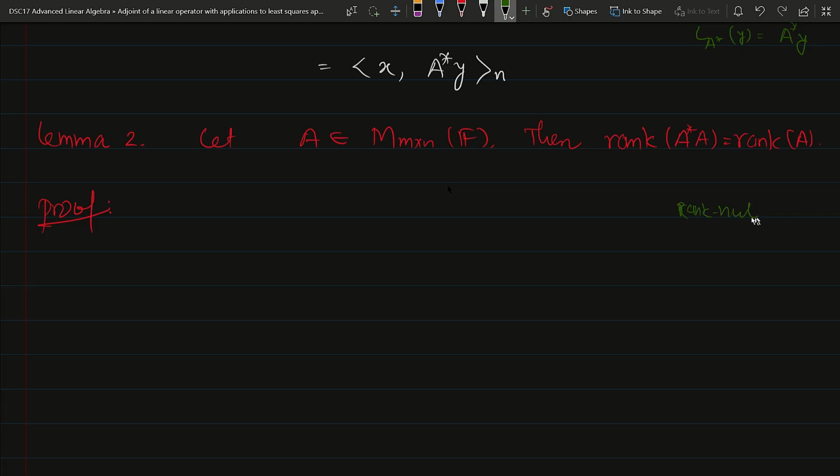Rank nullity theorem, it says if we have T, a linear transformation from V, let me write the dimension as well, Vn to Vm, this is a vector space of dimension n, this is a vector space of dimension m. Then dimension of Vn is the same as the rank of T plus nullity of T. This is the rank nullity theorem, or you can write n equals rho plus eta. So this is the rank nullity theorem.